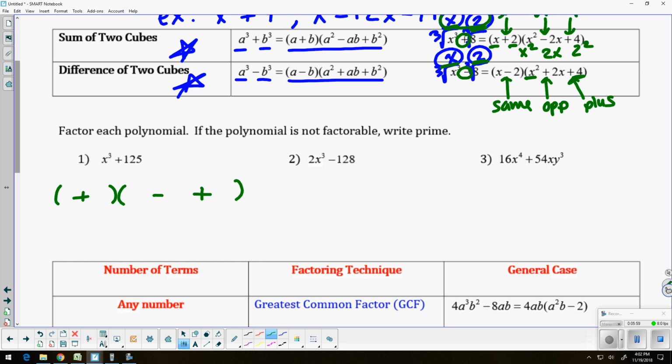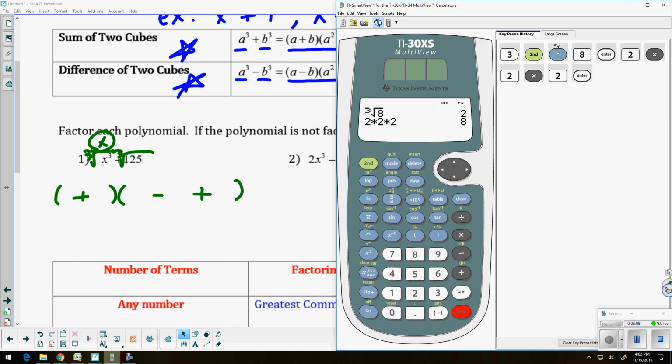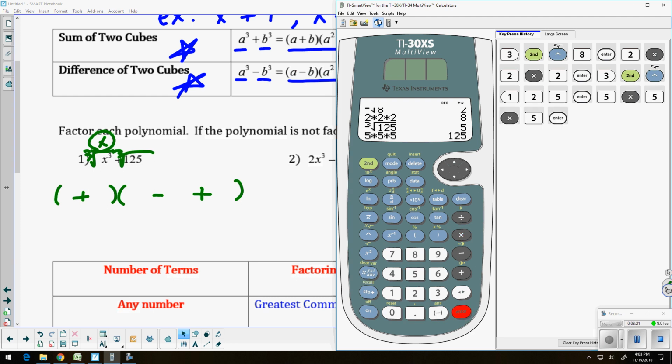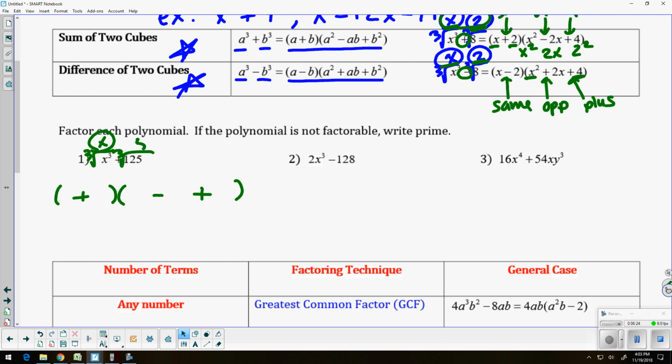Okay, now take the cubic root of each term. So if I take the cubic root of x, that's just x. Cubic root of 125, if you don't know what that is, you can just punch it in. Again, if I type in 3, shrink it down, second, with a little x in front, cubic root of 125 comes out to be exactly 5. Again, the reason why is because 5 times 5 times 5 is 125. So that's just going to be 5.